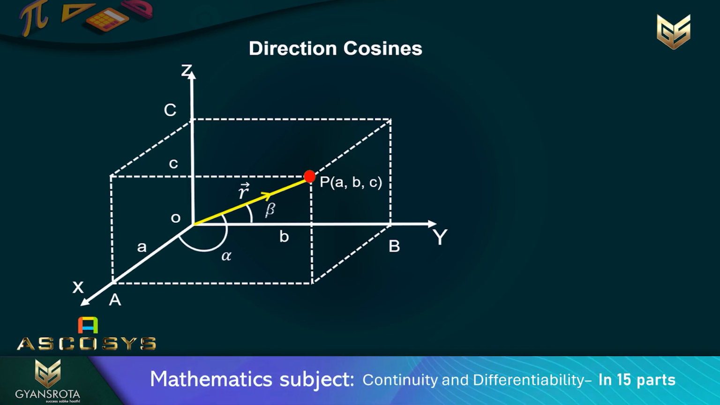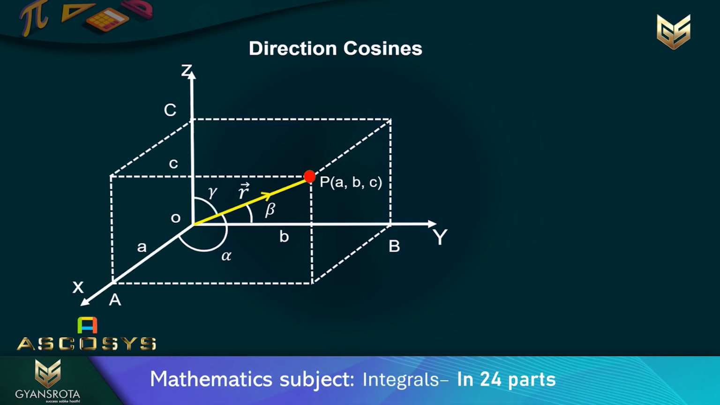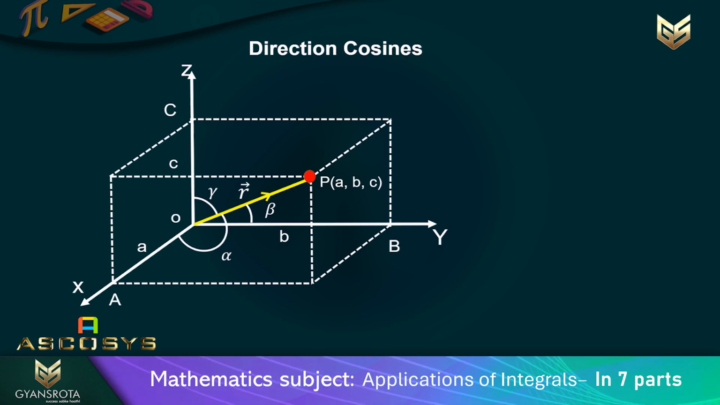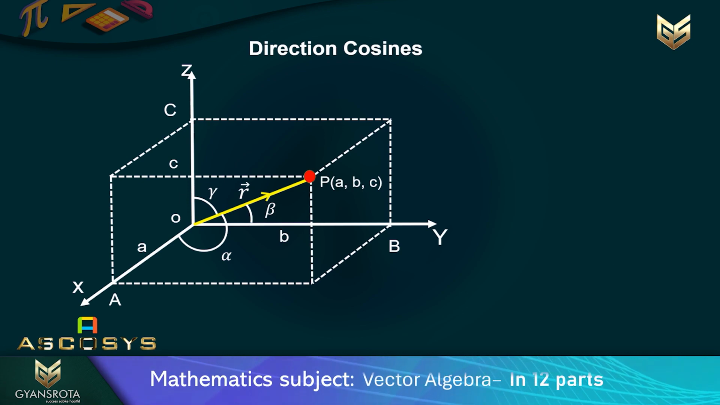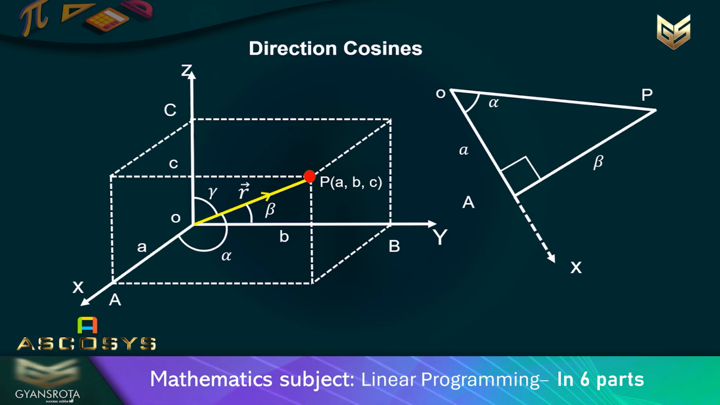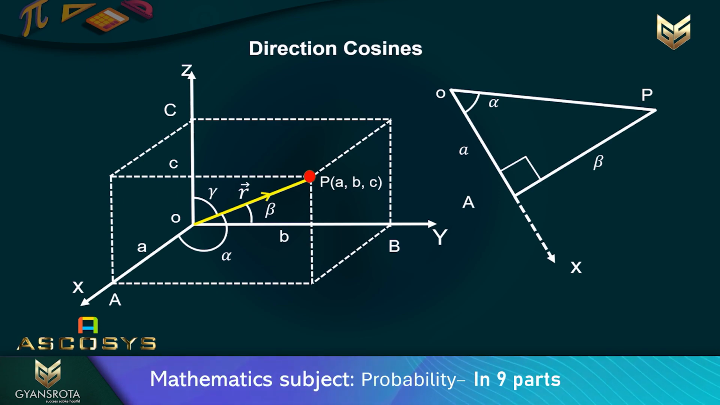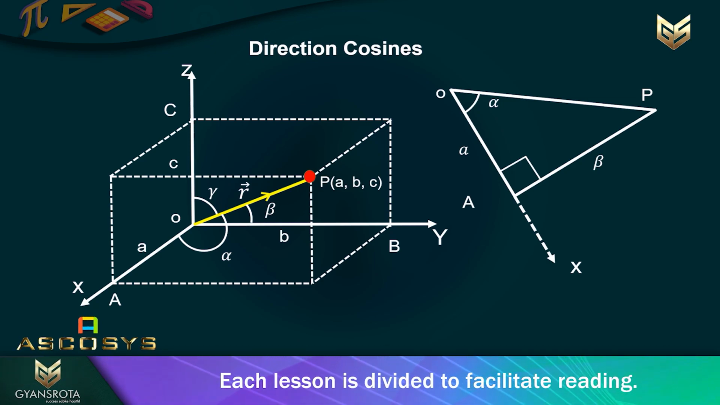Now this OP vector or the R vector is making angles with respect to the positive x-axis, which we are calling alpha. It is also making an angle with respect to the positive y-axis, which is beta, and it is also making an angle with respect to the positive z-axis, which is gamma. Now if you concentrate only on that small triangle OAP, what are the values that you know? OA is equal to A. The angle made by OA with respect to OP is alpha, and also OAP is a right angle triangle.